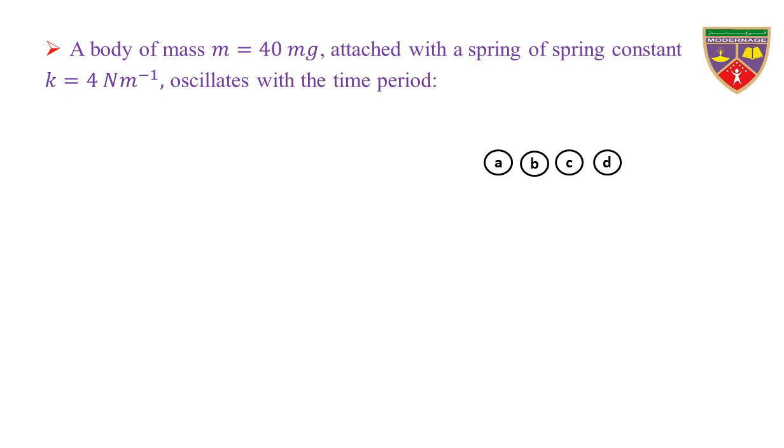A body of mass m is equal to 40 milligram attached with a spring of spring constant k is equal to 4 Newton per meter oscillates with the time period: option A 4 pi seconds, option B 2 pi seconds, option C 0.4 pi seconds, option D 0.2 pi seconds. The key is 0.2 pi seconds. Therefore, the correct option is D.